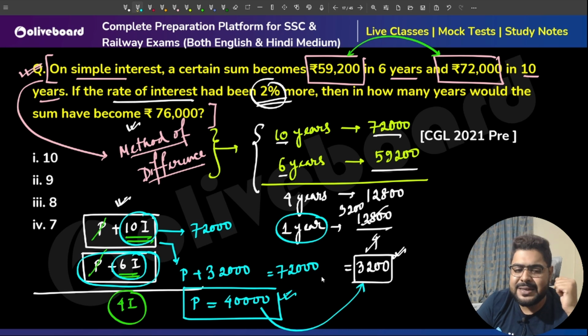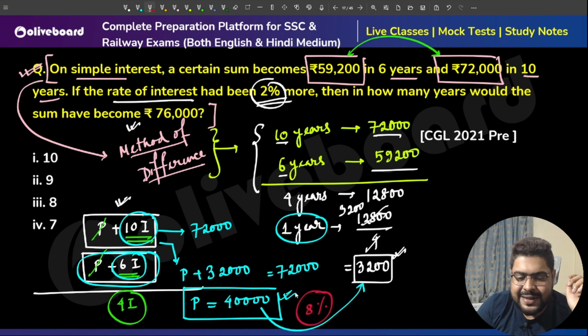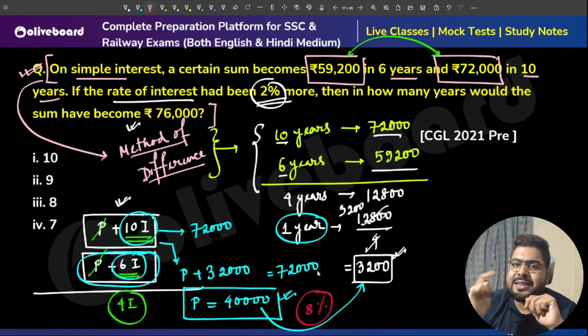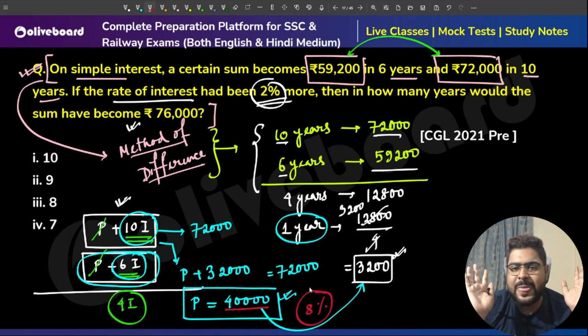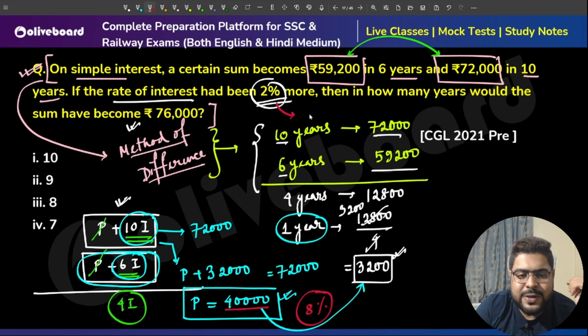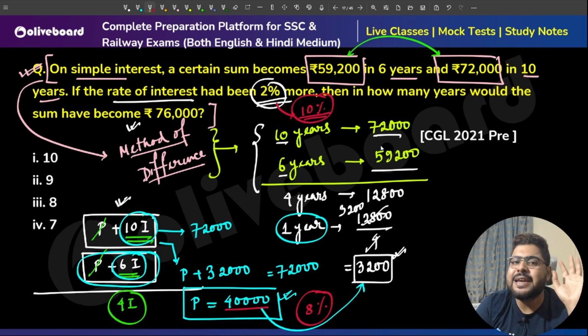Percentage? 4 8s are 32. If you can calculate percentage, you will say this is direct 8%. Because 10% of 40,000 would have been 4,000, so it is less than 10%, 4 8s are 32, so 8%. Very, very clear. Now if the interest rate had been 2% more, the rate would have been 8 plus 2, that is 10%.